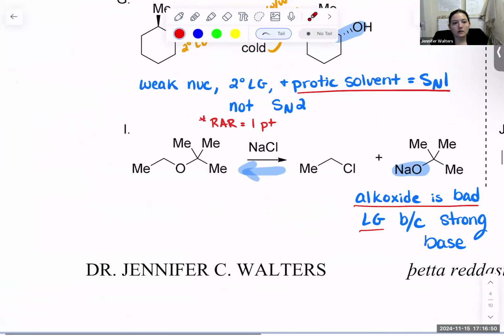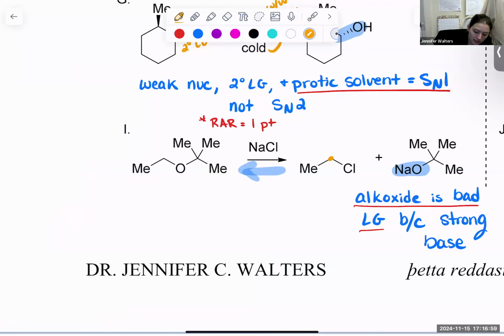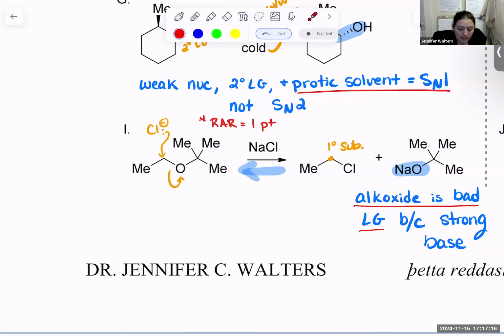I. So for I, we are trying to do an SN2 reaction. I know it's SN2 because I'm ending with a primary substitution. So I am trying to have my chloride attack there and kick out the tert-butoxide. Some people were saying that the sodium shouldn't be here. The sodium is still there. That's just a counter ion. That is the correct counter ion. So sodium there is fine.